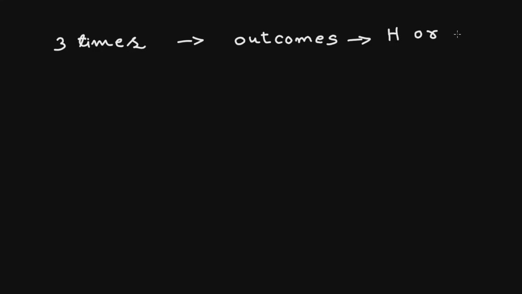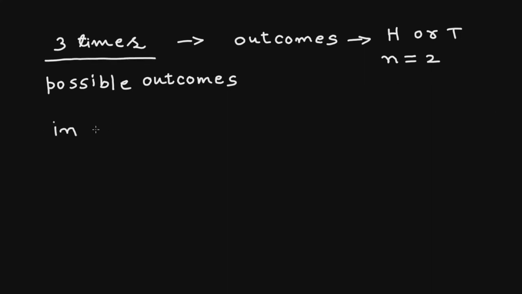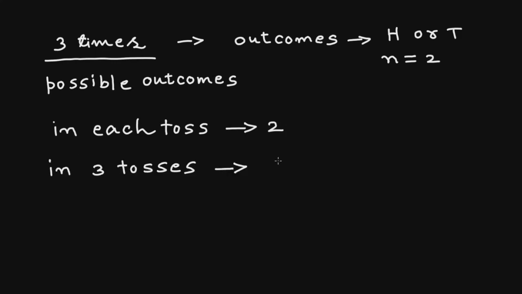A coin is tossed 3 times and the outcomes are recorded. The outcomes will be either head or tail. That means here n is 2. How many possible outcomes are there? We have to find the number of possible outcomes in these 3 tosses. Here in each toss there will be 2 outcomes. So therefore in 3 tosses the total number of outcomes will be 2 multiplied by 2 multiplied by 2, 2 cube. That means 8 possible outcomes.